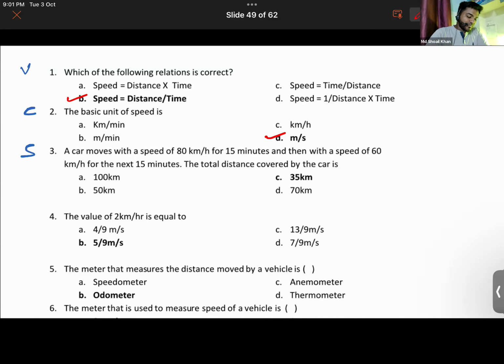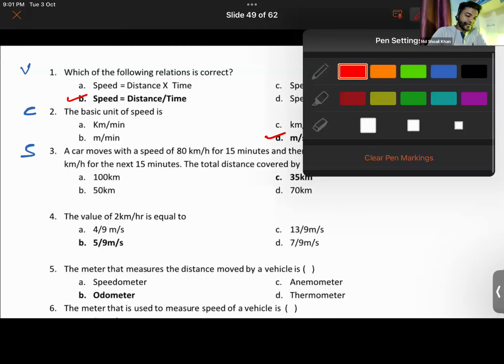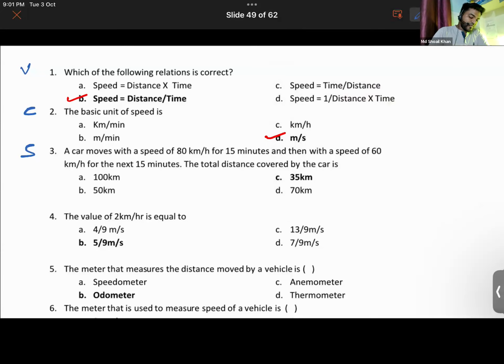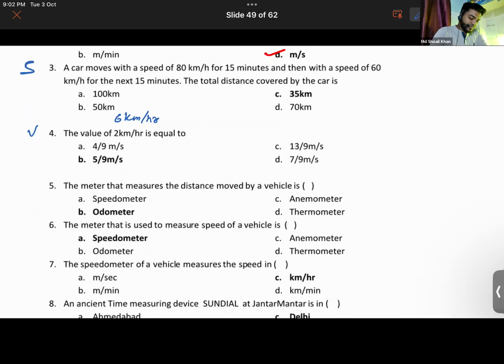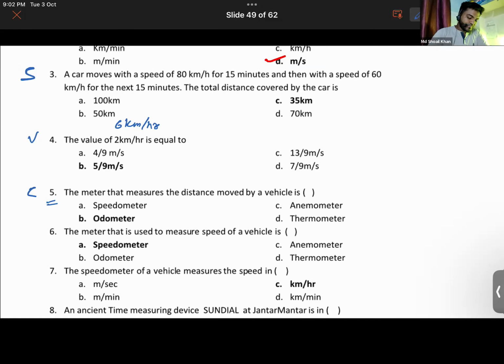Good. Question number 3. Sundus, solve it and do tell me how you solve it. Vaiga, for question number 4, I'm changing the value here from 2 kilometer per hour to 6 kilometer per hour, and then find the answer. Chakrika, question number 5. What would be the answer? That is odometer. Good. And if you were to measure the speed, that is speedometer.